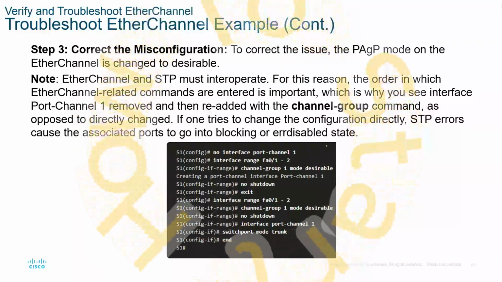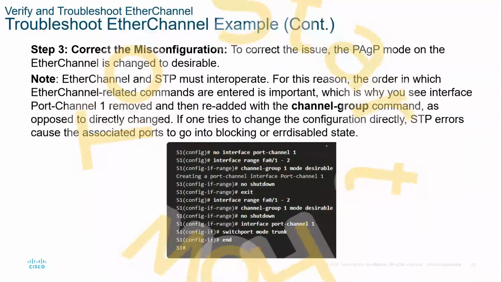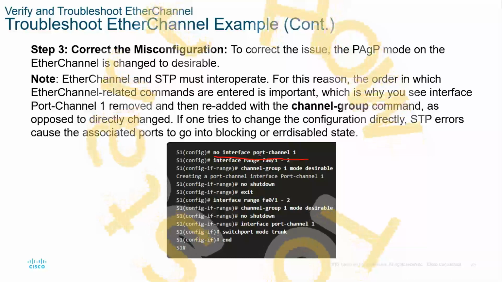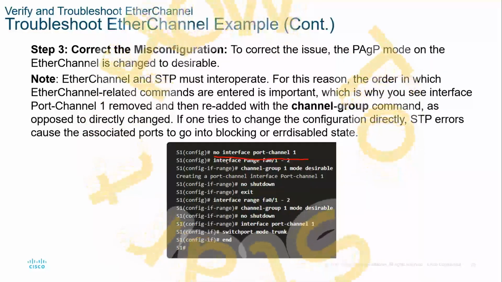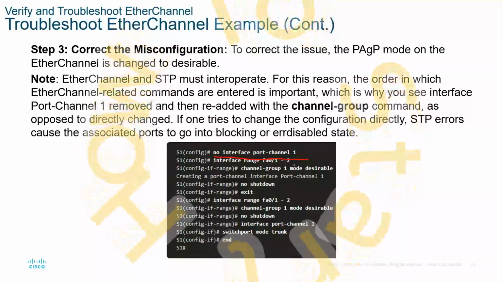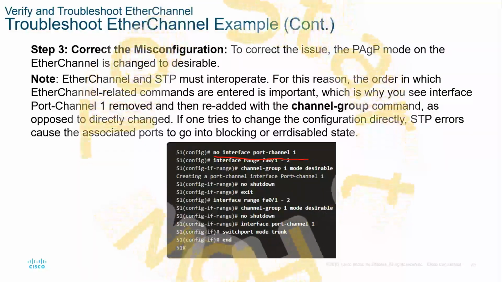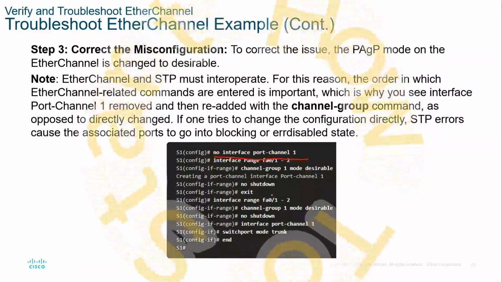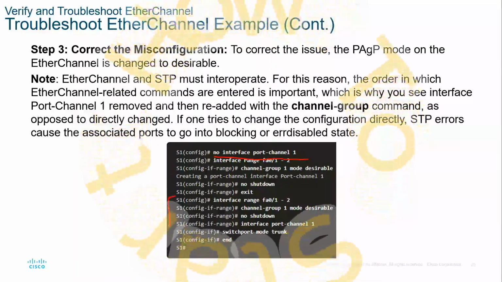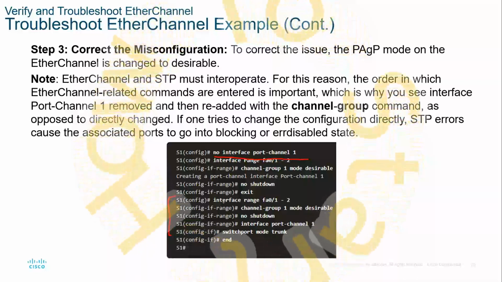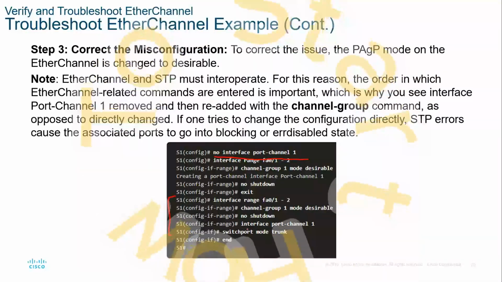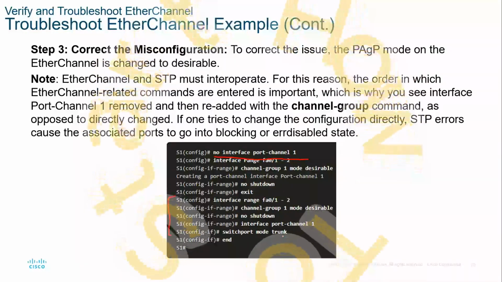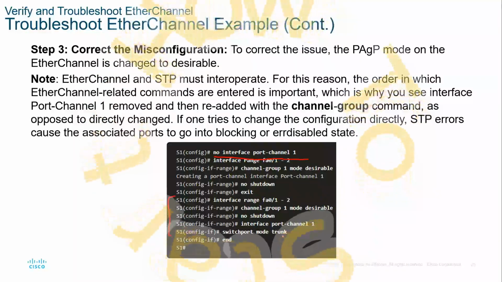We can figure out how to modify our configuration to fix it. On switch 1, we can change the mode from on to desirable. We can, first of all, destroy the port channel. No interface port-channel 1 deletes it. We reset up our interface range to our first and second interface. We reset up the group. So channel group 1, mode desirable, turn it on. Do the same thing down here, set the interface range, do the channel group, set it to a trunk mode, and we should be good. That would force the mode to be replaced from on to desirable.